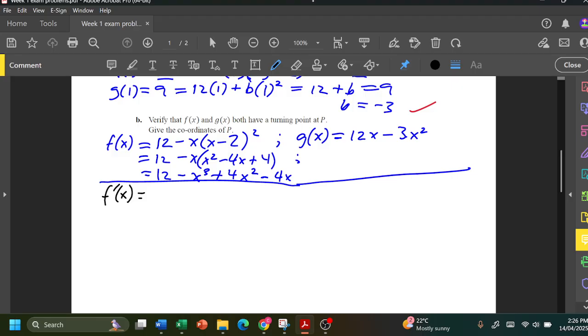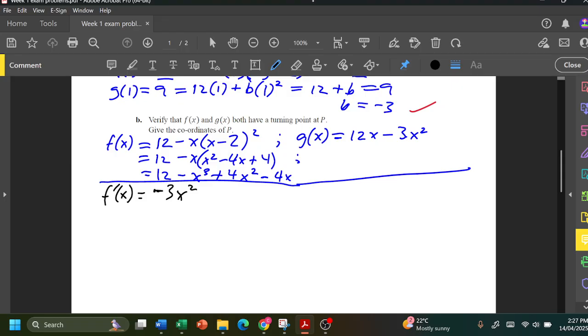The derivative of 12 is just 0, so we don't need to worry about that. The derivative of negative x cubed is going to be, now the negative sign will stay here. We bring the 3 at the front, and the x gets raised to 1 less power, so the power counts down. That's how the power rule works. Okay, let's move on to the next term here.